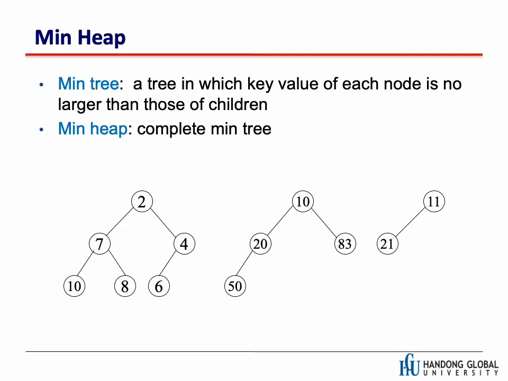In the second graph, 10 is smaller than 20 and 83, and 20 is smaller than 50, and 11 is smaller than 21. So these are min trees, and min heap is a complete min tree. These are complete binary trees, and these are min trees, so these are examples of a min heap. Min heap is exactly the opposite of max heap, so without loss of generality, we will just talk about max heap. If you need a min heap, then you can figure out what to do if you understand the max heap completely.